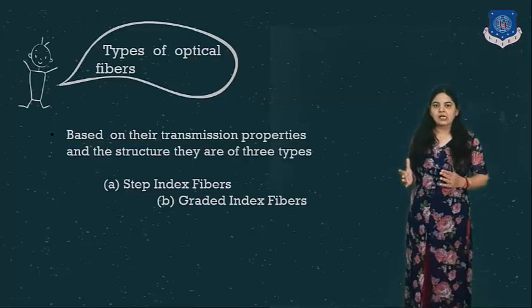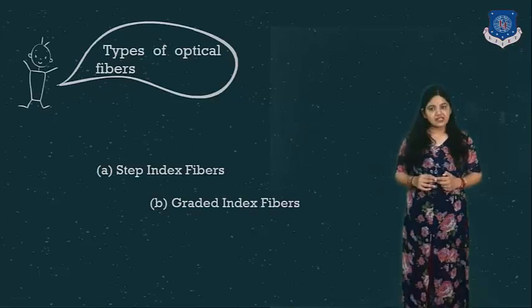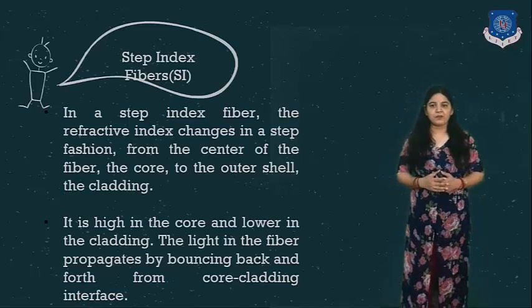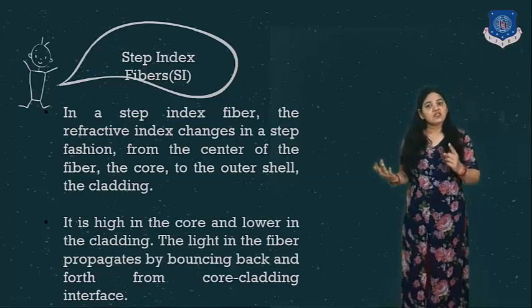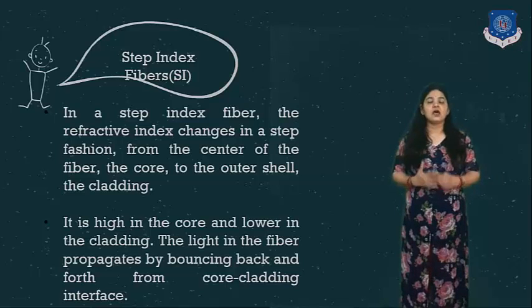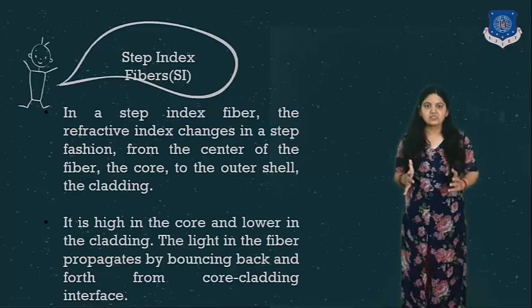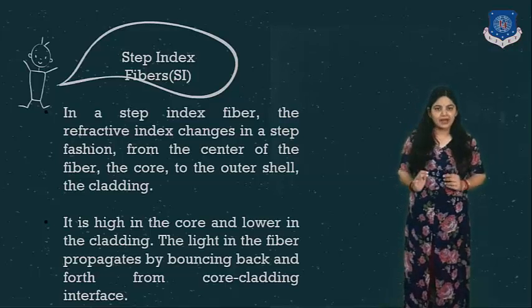Now, according to the fiber structure and the transmission property, fibers are again classified into two categories: the step index fiber and the graded index fiber. The step index fiber is also known as the SI fiber. In the step index, the refractive index changes in a step fashion. In the graded index, the refractive index changes in a graded manner.